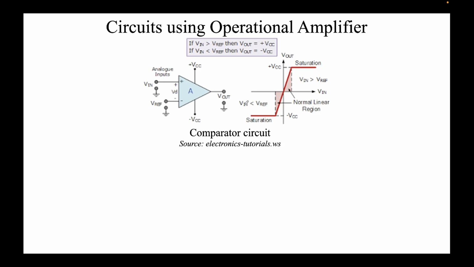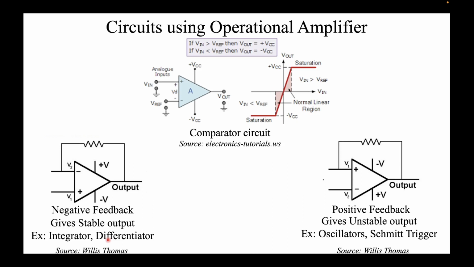So what it will do is compare: the output will be minus VCC if the input voltage is less than the reference voltage. On the other hand, if the input voltage is higher than the reference voltage, the output will quickly jump to the plus VSAT, which in this case is plus VCC. This is what we mean by comparison, summarized in the purple box here, and this is how the waveform will look. But this is not the only application of the operational amplifier.